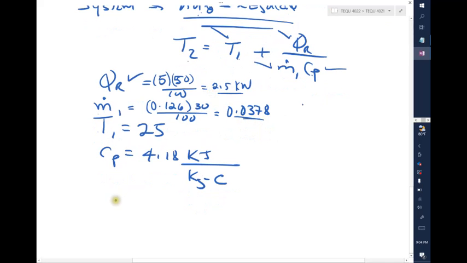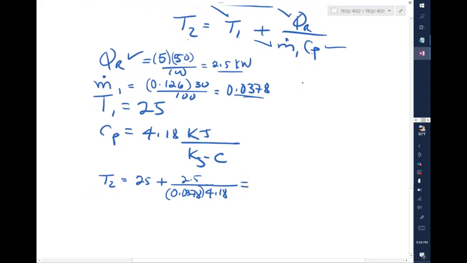Then T2 for this particular case will be T1, which is 25 degrees, plus QR, which was adjusted at 50%, so that's 2.5, divided by m dot, that's 0.037a, also by the Cp, that's 4.18. So the result finally here is 40.82 degrees C. So that's the temperature you will reach if you set these parameters the way they are here. Eventually, this is the final temperature.